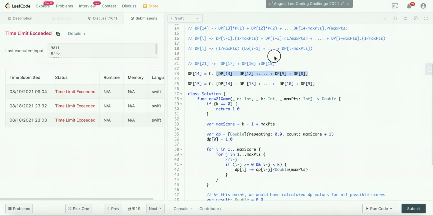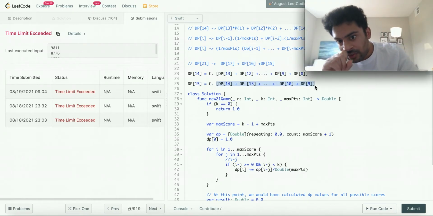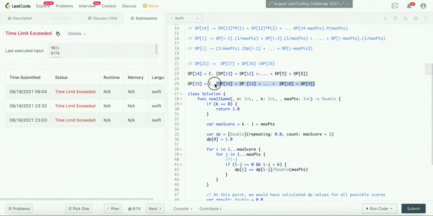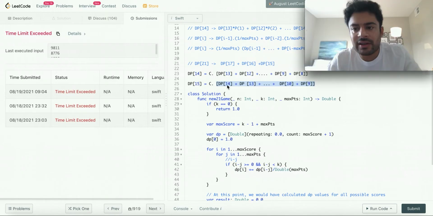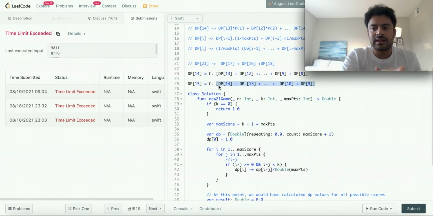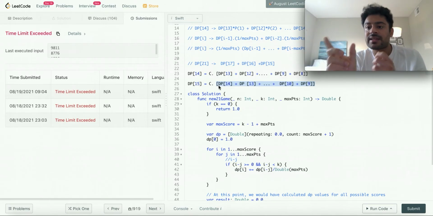That's the basic idea. I'm going to call this sum the running sum. And this is basically the numerator, because c is 1 upon max points, which will go to the denominator. We are just going to keep manipulating the numerator, and this running sum will be the sum of all dp values that can actually reach i. That idea remains the same, just that this is the sliding window part.